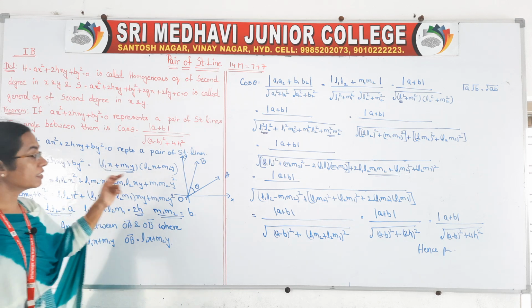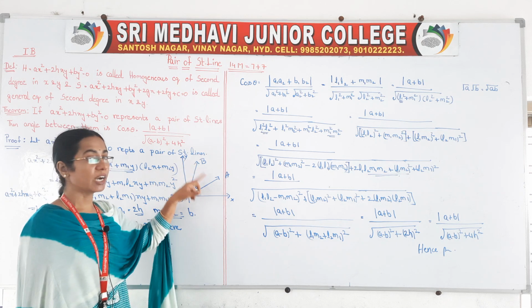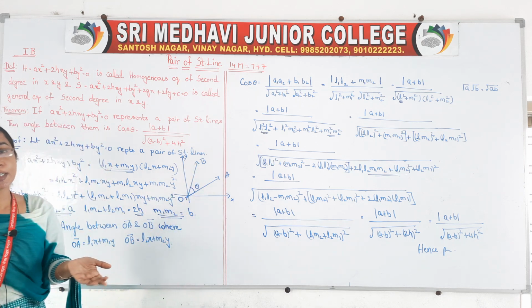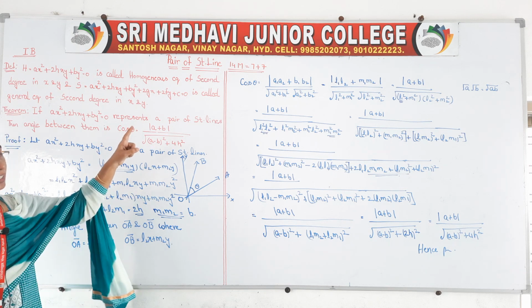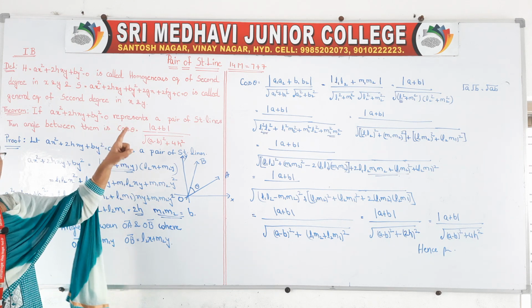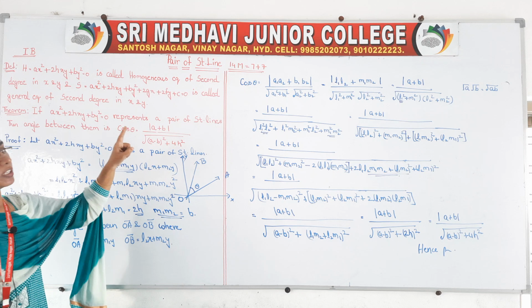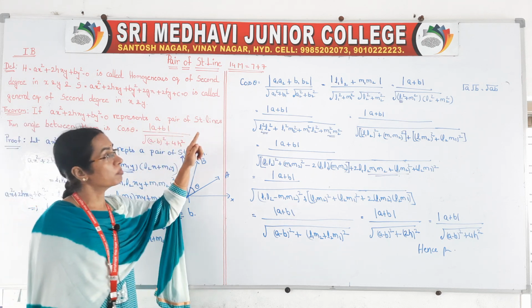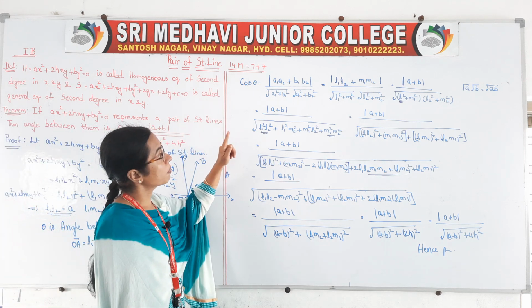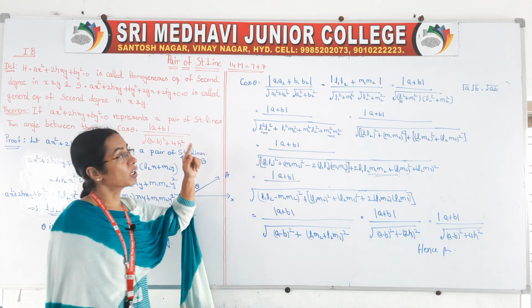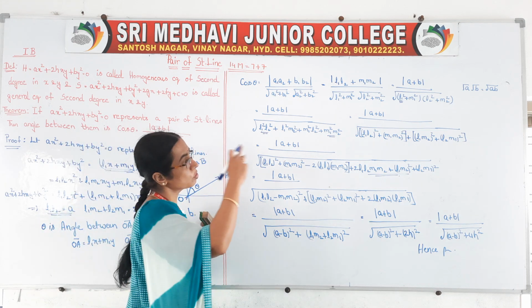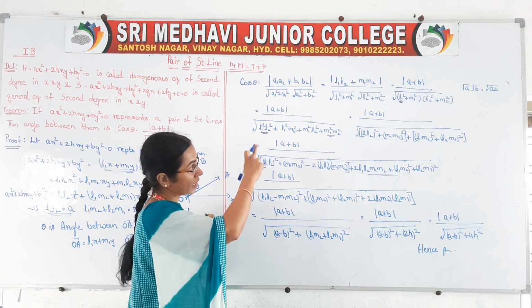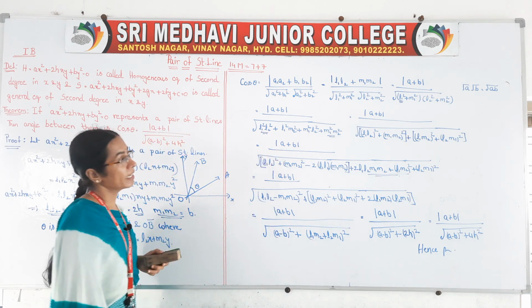After that, you consider the angle between OA and OB. They are nothing but straight lines. So the angle between two straight lines formula is that one: cos theta is equal to modulus of A1 A2 plus B1 B2 by root of A1 square plus B1 square into root of A2 square plus B2 square. If both are having root, we can write them combinedly. That's why I have taken it combinedly.